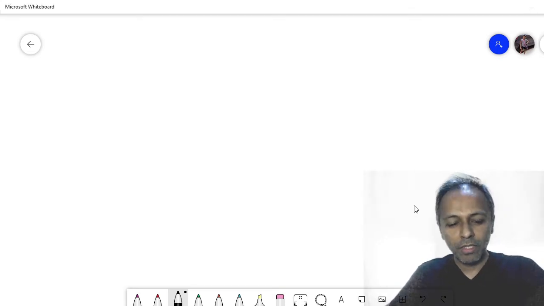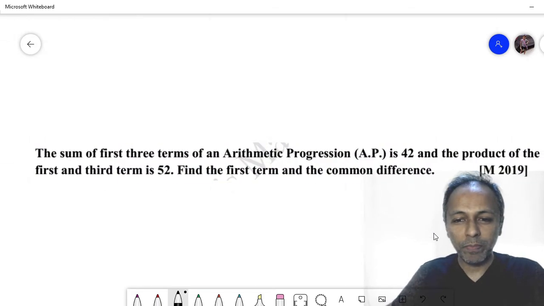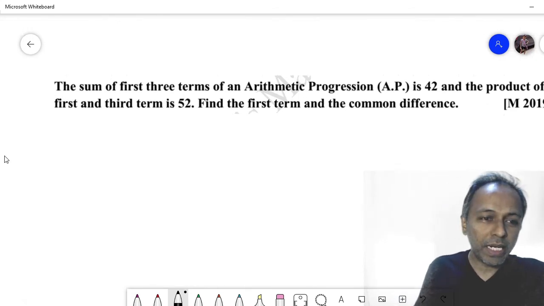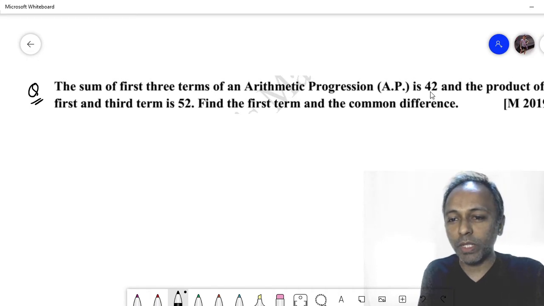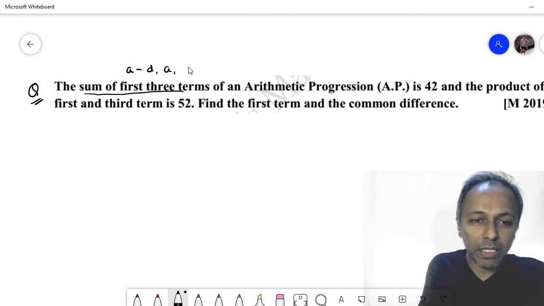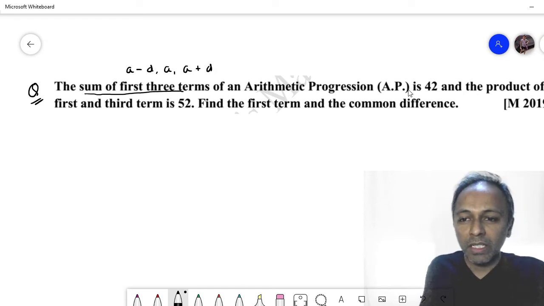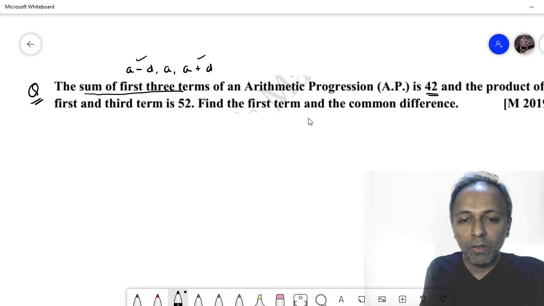Let us take another question, a board question of what we did a while back. This is a 2019 question. The question goes as the sum of the first three terms of an arithmetic progression is 42. Now if the sum of first three terms is said, we can assume the three terms like we did before, A minus D, A and A plus D. Their sum is 42 and the product of the first and the third term is 52. Find the first term and the common difference. First term is usually denoted by A and common difference by D.